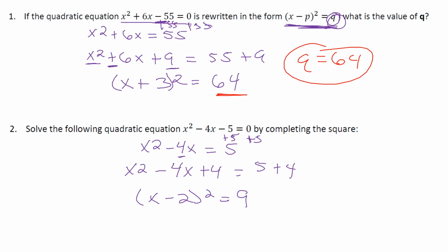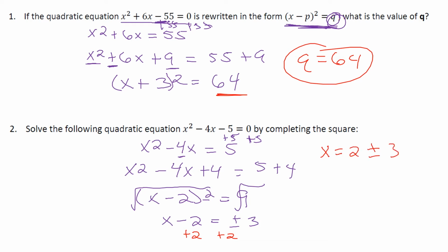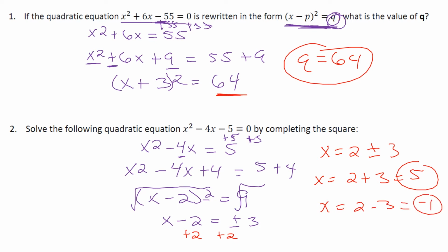To solve, I want to get rid of this 2, so I'm going to take the square root of both sides. I'm left with x minus 2 equals, the square root of 9 is plus and minus 3. So from this point, I could separate it into two one-step equations, or I could go ahead and solve for x and then simplify those numerical expressions. So I'm actually going to solve for x. If I add 2 to both sides, I'm left with x equals 2 plus or minus 3. So x equals 2 plus 3, which is 5, and x equals 2 minus 3, which is negative 1. So my solutions are 5 and negative 1.